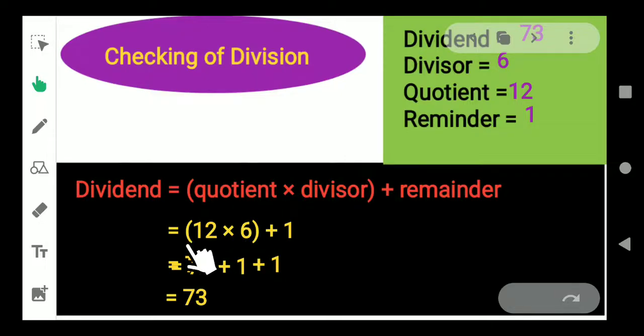Now let us start. First do the thing which is given in bracket, no? Just do this multiplication first. After that, add the remainder. So, quotient is 12 into divisor 6 plus 1. First do this multiplication in the working space. You will get 72 plus 1. Only one is here. Don't get confused, here I wrote two ones by mistake. 72 plus 1 will get 73. It is same as the dividend. So my division is correct.